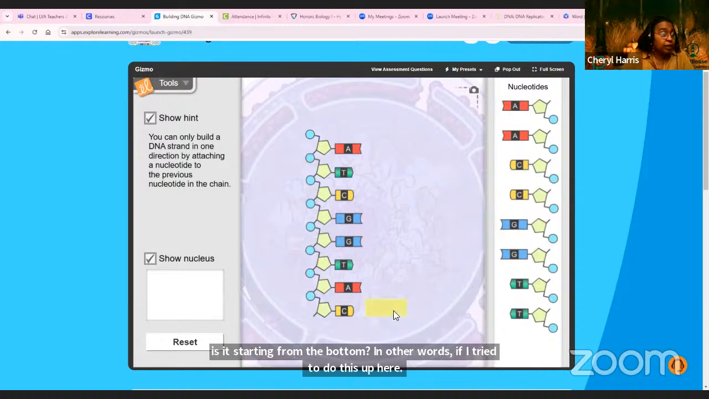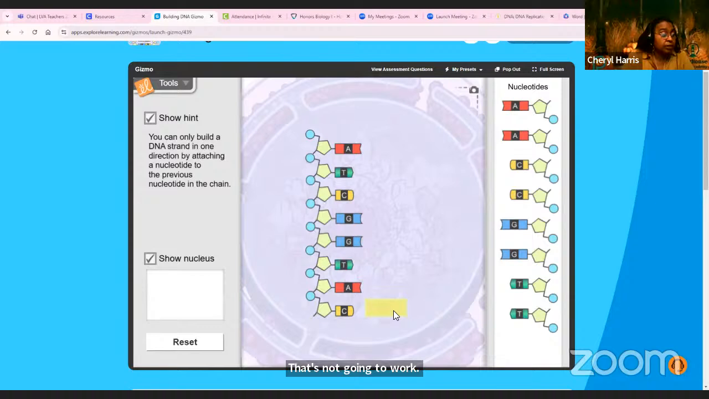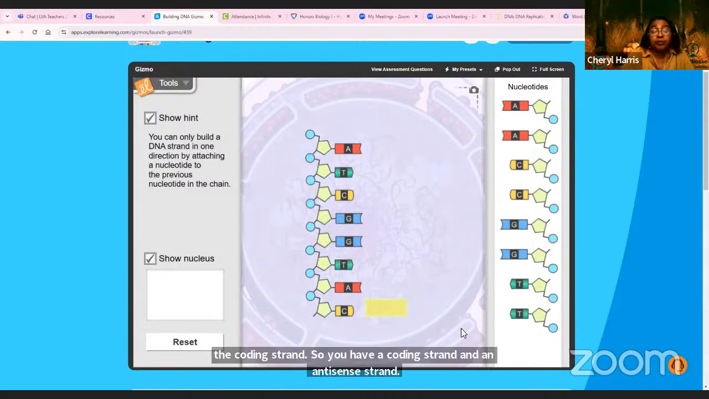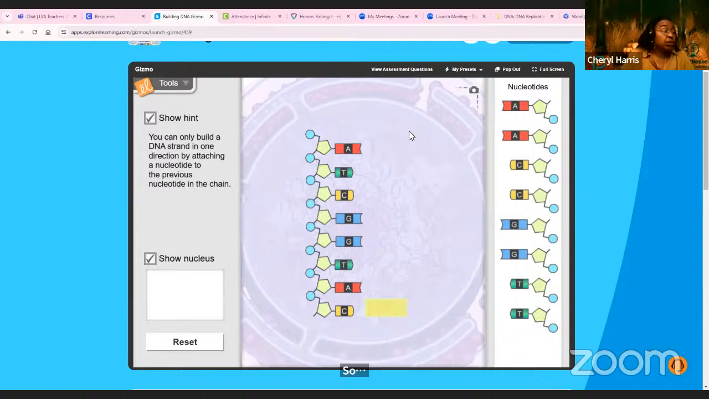All right. Thank you, Piper. She said that it's going to make an inverted version of the coding strand. So you have a coding strand and an antisense strand. So we're going to start from the bottom and build up.